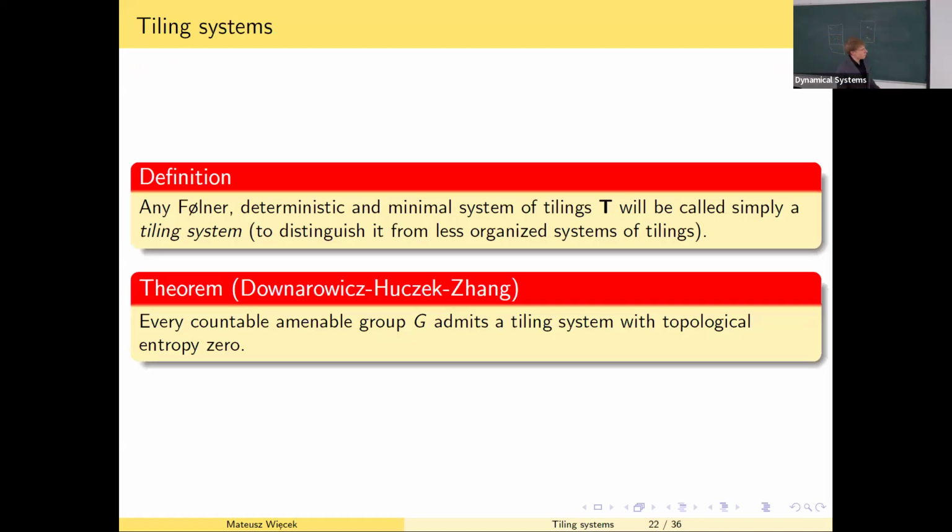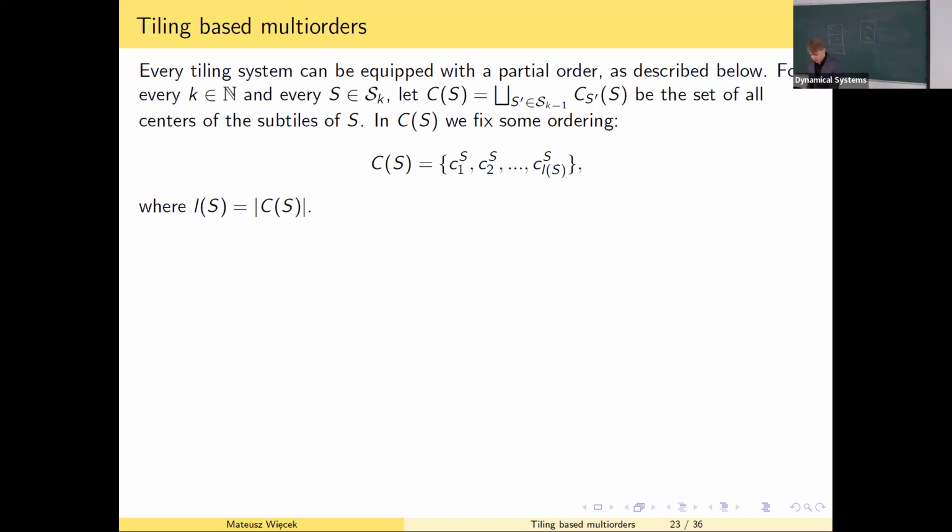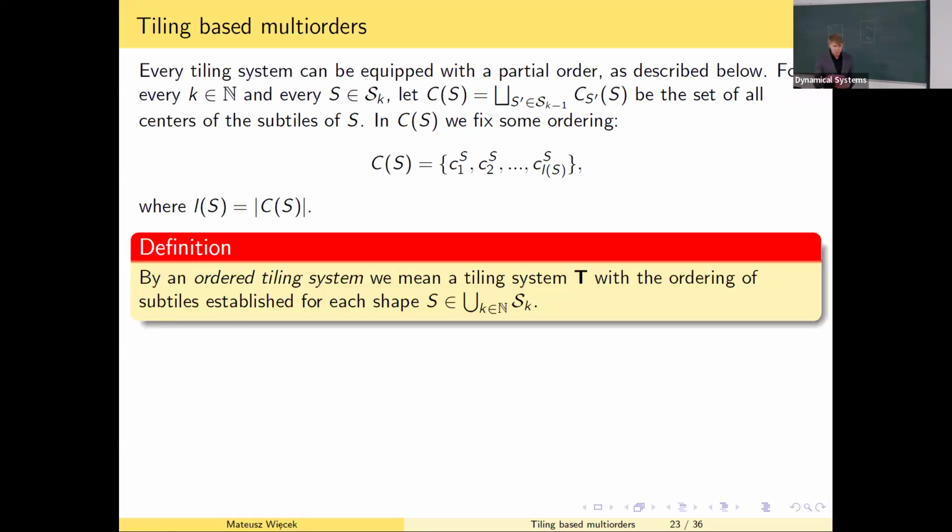And now, once we have a tiling system, we can produce a multi-order basing on this tiling system. And how to do it? Firstly, we start with establishing some ordering of subtiles of every shape. So we know that every shape can be subdivided into subtiles, so we simply order these subtiles, or being precise, we are ordering the centers of these subtiles. But since in this tiling the centers correspond to these subtiles, I would refer to it as an ordering of subtiles. And if we establish such an ordering of subtiles at every level, then we obtain a so-called ordered tiling system.